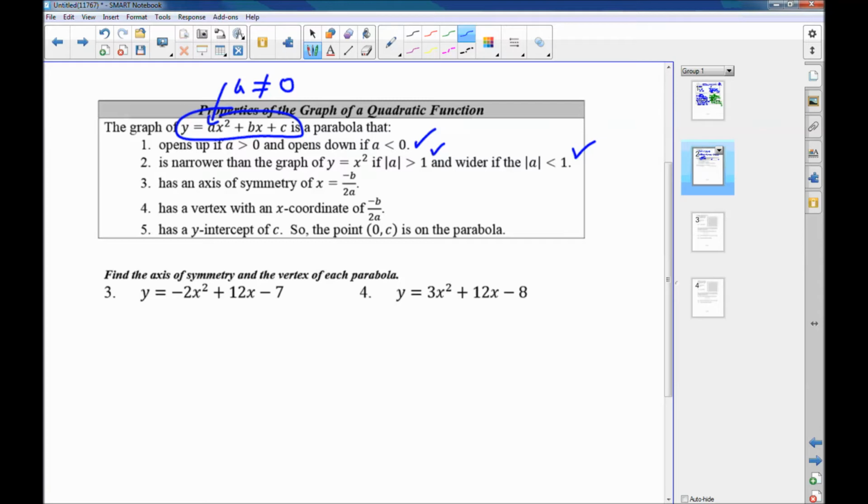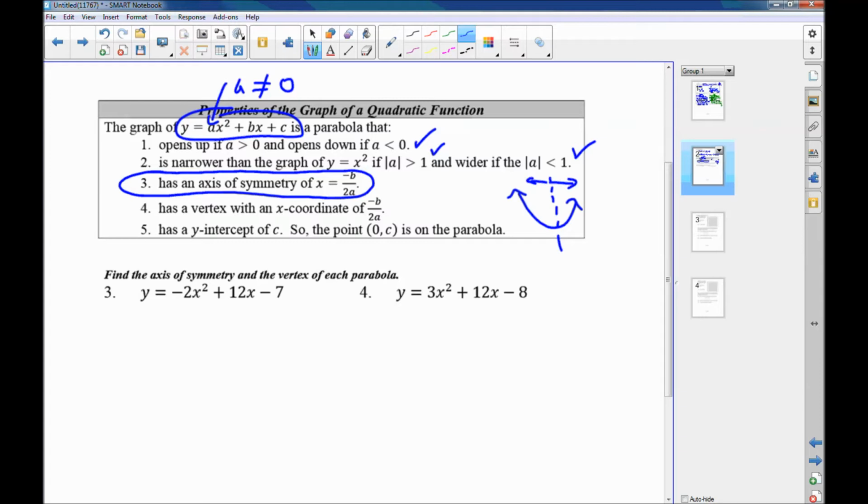Okay, here's a new one. This graph is going to have an axis of symmetry at x equals negative b over 2a. So this is how it decides. Remember, the axis of symmetry is the line that divides the parabola in half. And this is how we decide whether the parabola gets shifted left or right. And it takes both letters b and a to decide how to do that.